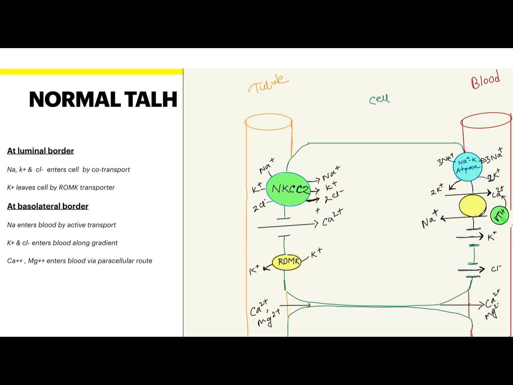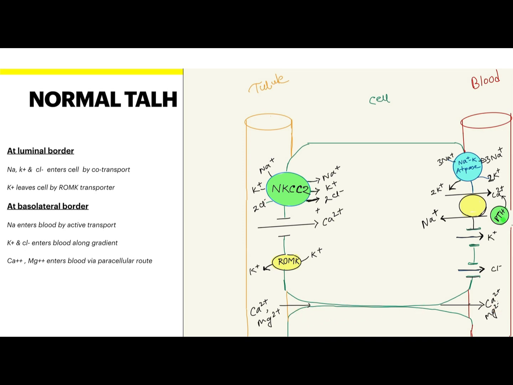So inside the cell, the potassium and chloride concentration is higher. As a result, potassium and chloride passively diffuse from the cell into the blood along the concentration gradient. Some potassium leaks back and enters the tubular fluid through the ROMK channel, which makes the tubular fluid more positive, which drives other positive ions like calcium and magnesium to be transported along the paracellular route into the interstitium. Paracellular means the space between two cells.